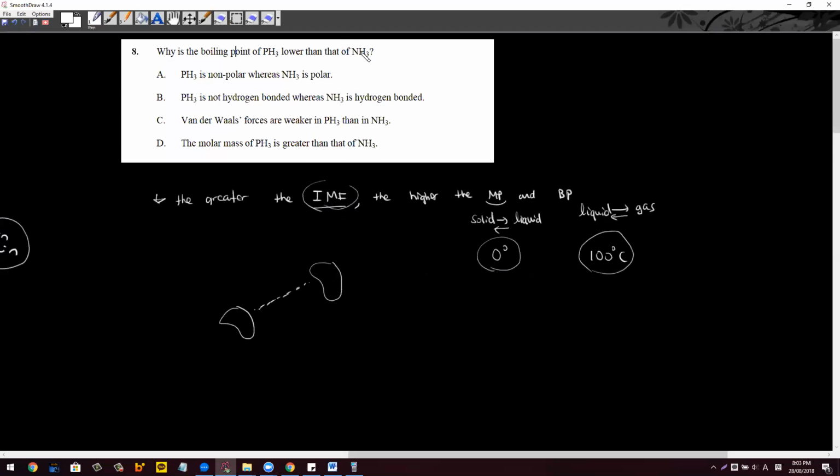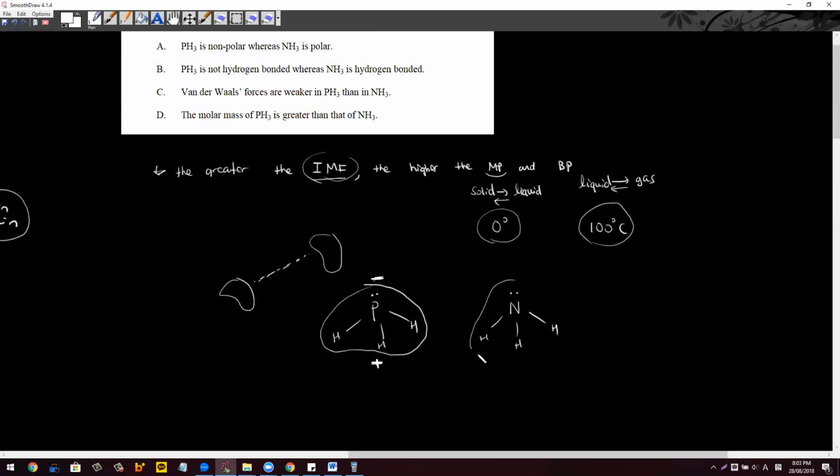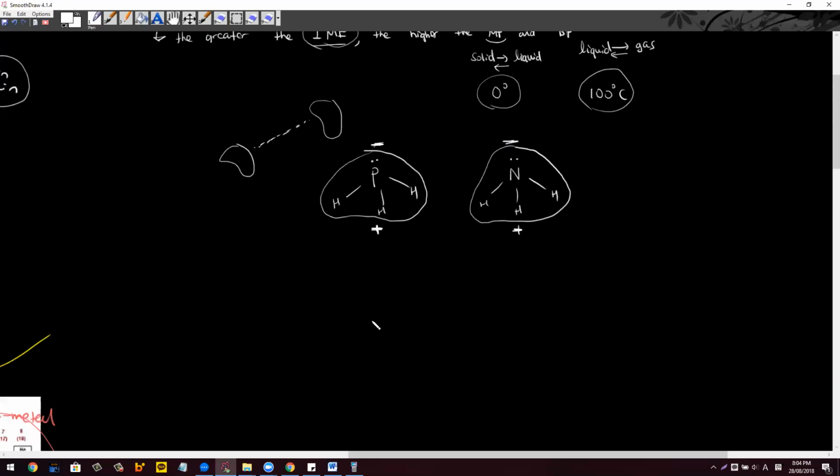Have a look at NH3 compared to PH3. So P, H, H, and then H, and it has this kind of look. And nitrogen also has a very similar look. This side is going to be slightly negative, and this side is going to be slightly positive. Same with this one, negative and positive. So if you have another thing, I'm just going to take this one and then copy.